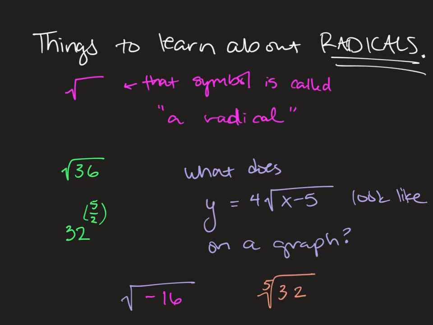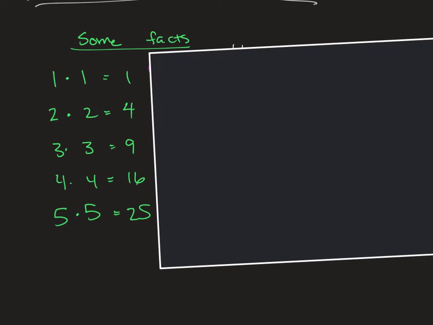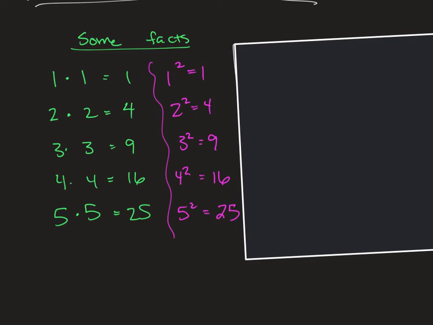Okay, one of the ways to look at these is to basically just look at some facts. So here are some pretty basic facts. And notice all I've got is 2 factors of each of these. So 1 times 1 is 1, 2 times 2 is 4, etc. Another way to write these is to write them out as squares. So 2 times 2 is the same as 2 squared. 4 times 4 is 4 squared, or 2 factors of 4. That's really what we've got here, is that we have 2 factors of 4 is equal to 16.